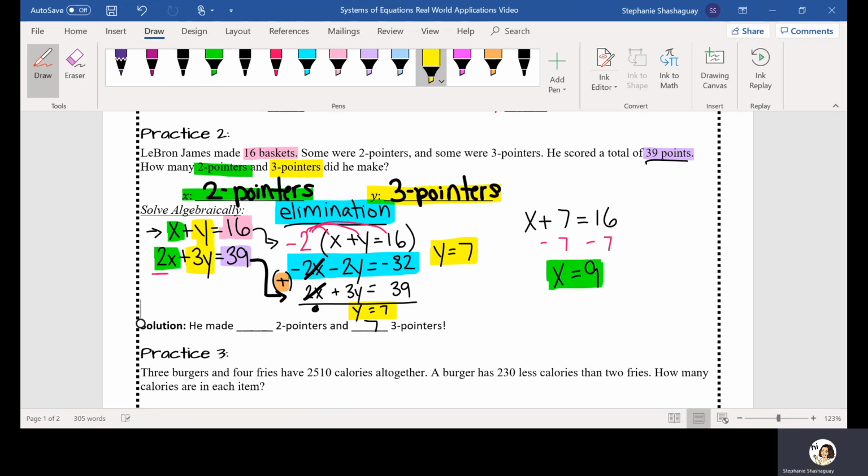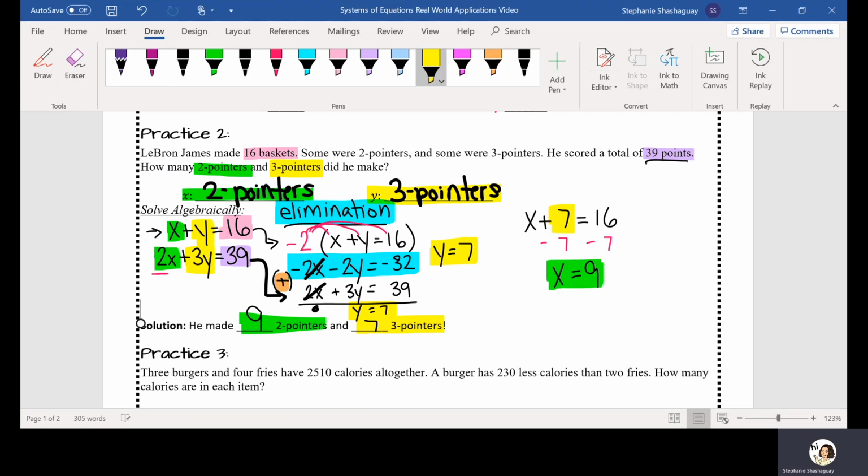Okay, and that 7 just came from the y that I found previously, and I found that he shot and made 9 2-pointers. So 9 2-pointers and 7 3-pointers. And that is my answer.